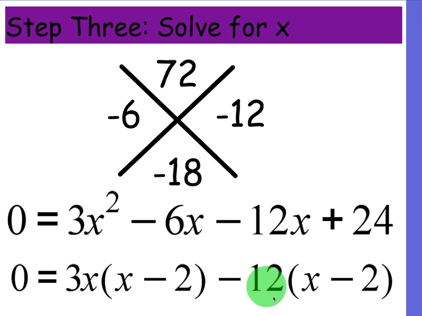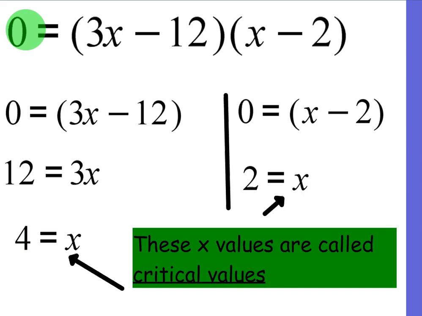Then we'll pull a GCF out here, a GCF out there. We're left with 3x minus 12 times x minus 2. Set each of these factors equal to 0. Add 12, divided by 3, x equals 4. Add 2, x equals 2.